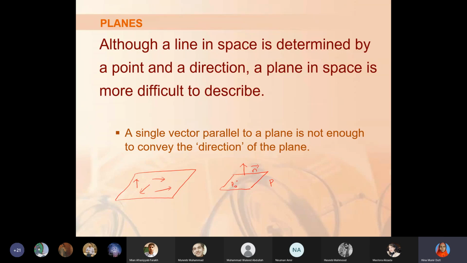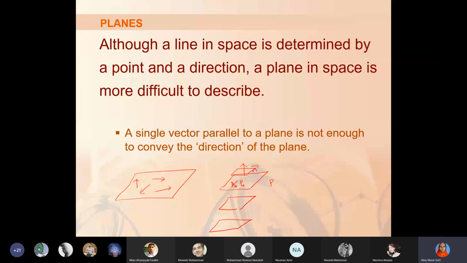Otherwise, if I don't mention the point, it will be this plane, this plane. These all planes are perpendicular to the vector. But if I want to uniquely determine the plane, then I have to mention the point P naught as well. That is, the plane passes through the point P naught and it is perpendicular to this vector n. And this vector n is called normal to the plane.